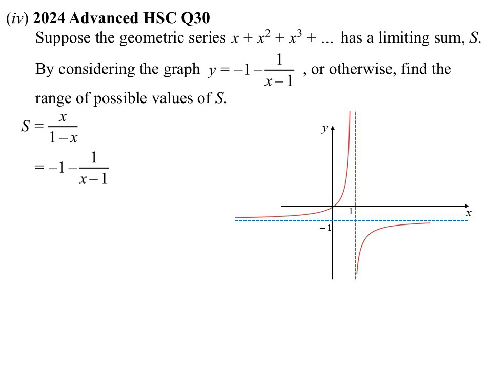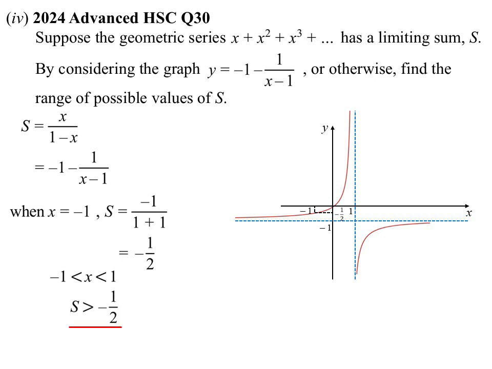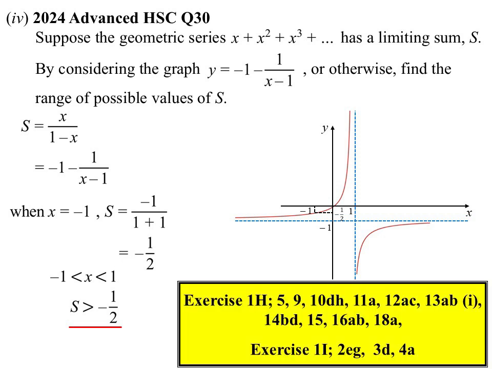There's the graph. It's our hyperbola being shifted a bit. So what do we know? I want the ratio, which is x in this case, to be between -1 and 1. Now, when x is -1, if I read down on my graph, we can see we get -1/2. So it's saying, what are the possible values of S? We're restricting the domain from -1 to 1. What happens to our range? When I restrict that domain to -1 and 1, I can see that S is always greater than -1/2. So that's all the possible values of our limiting sum. A nice little question.